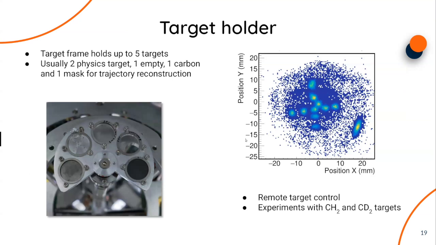Then we have the targets. So we have a target frame holding up to 5 targets. We used 2 CH2 targets in case one was breaking. We also used 1 empty target and 1 carbon target for background runs. And we also used a mask target to be able to check the CATS reconstruction on target. And here I'm showing, for instance, what we had during the experiment. So this is basically a reconstruction of these holes in this target mask. So it was done to check that we have a good reconstruction with CATS and that we know exactly where we are on the target.